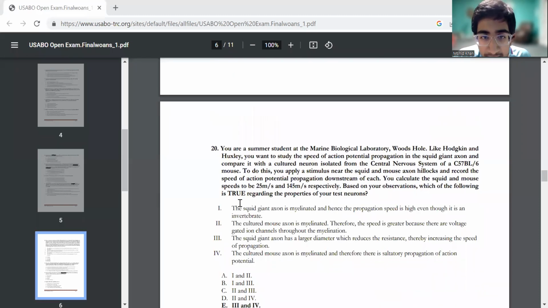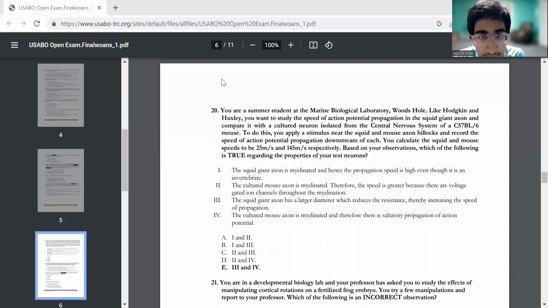So you are a summer student at the Marine Biological Laboratory, Woods Hole. Like Hodgkin and Huxley, you want to study the speed of action potential propagation in the squid giant axon and compare it with a cultured neuron isolated from the central nervous system of a mouse. To do this, you apply a stimulus near the squid and the mouse axon hillocks and record the speed of the action potential propagation downstream of each. You calculate the squid and mouse speeds to be 25 meters per second and 145 meters per second, respectively. Based on your observation, which of the following is true regarding the properties of your test neurons?